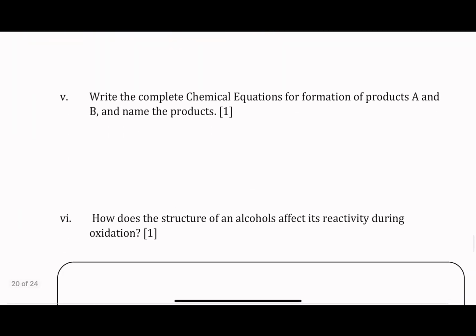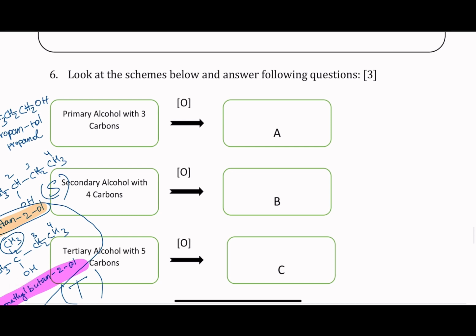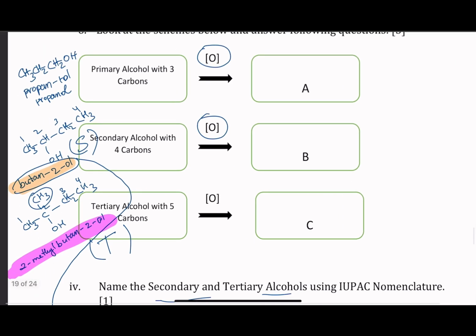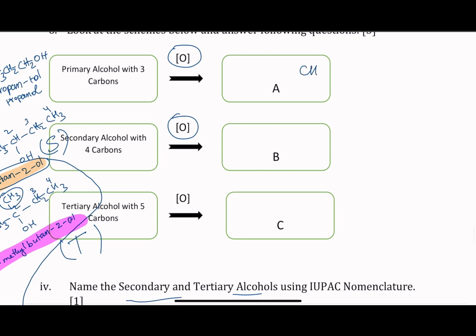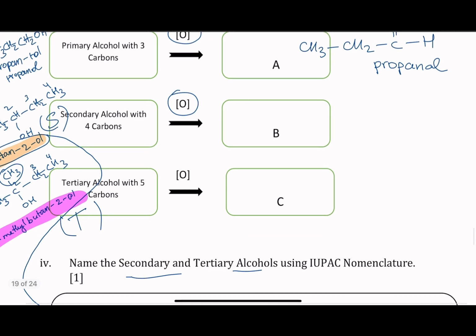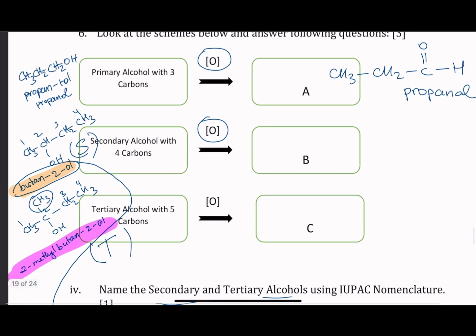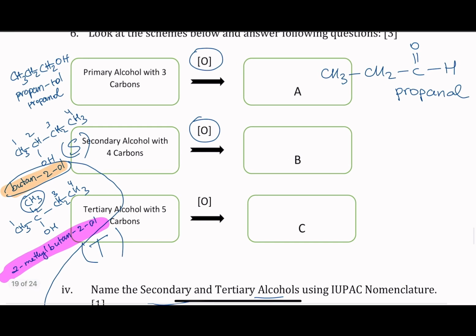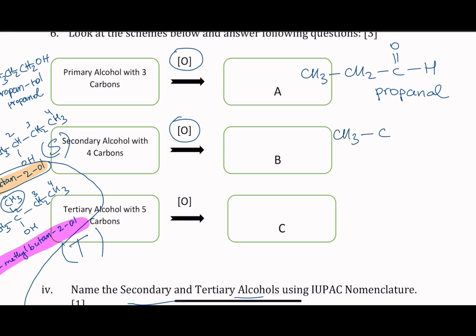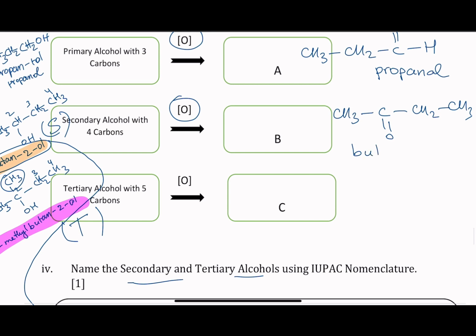And now write the complete chemical equation for formation of products A and B and name the products. In this case, we actually gave you oxidation specifically. So for this one, you would give us CH3, CH2, CHO, which is propanal. That is the name of the A product. And we're asking for the B. So in this case, you're going to convert the secondary alcohol to a ketone. And this would be CH3, C double bond oxygen, CH2, and CH3. And this would be butan-2-one. And this is your product.